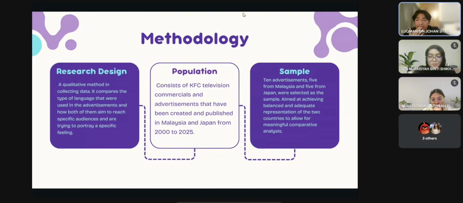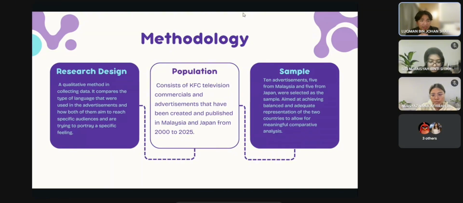The research methodology that we use to conduct the study. First of all, what is the research design? The research design is that we used a qualitative method in collecting the data, where we compare the type of language that was used in the advertisements, and how both of them aim to reach specific audiences and are trying to portray a specific feeling. So it's something very subjective. It's not an objective thing. What I mean by that is that it's not number based, it's not numerical. It is based on the textual and visual evidence that we collected.